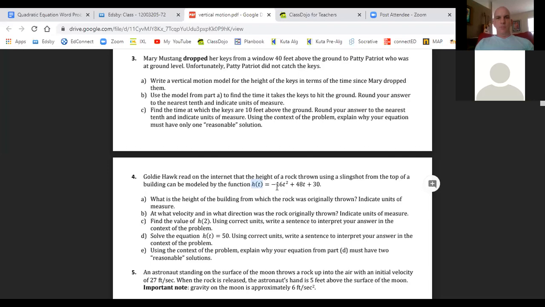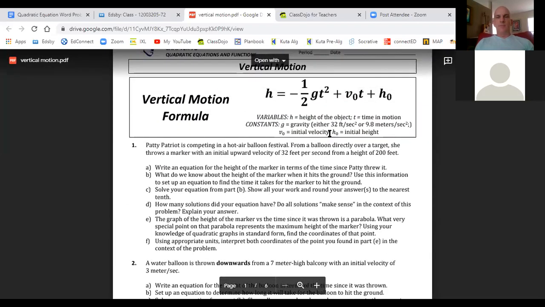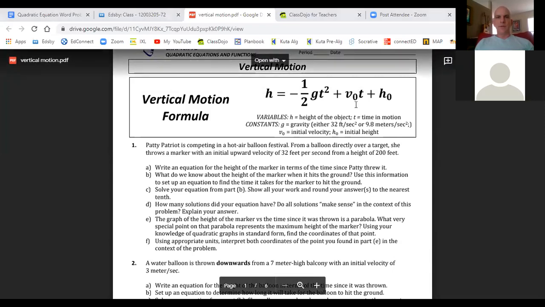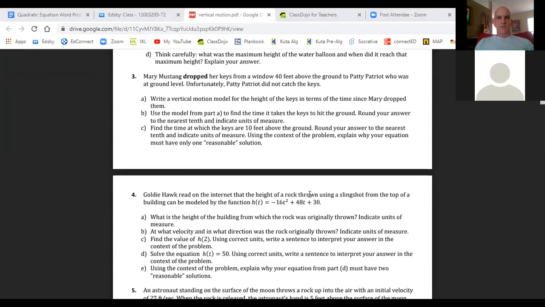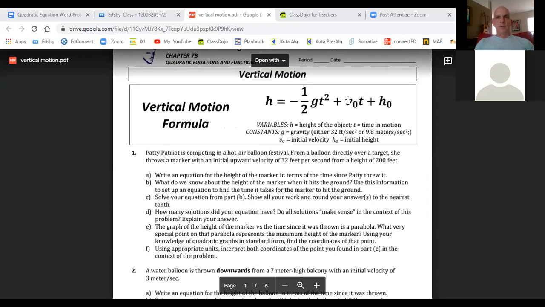This number of -16 tells us something about whether we're talking about gravity as feet per second or gravity as meters per second. So that's what that first number is telling us. The second part of this, the 40, this plus 40, tells us that this is an initial velocity.